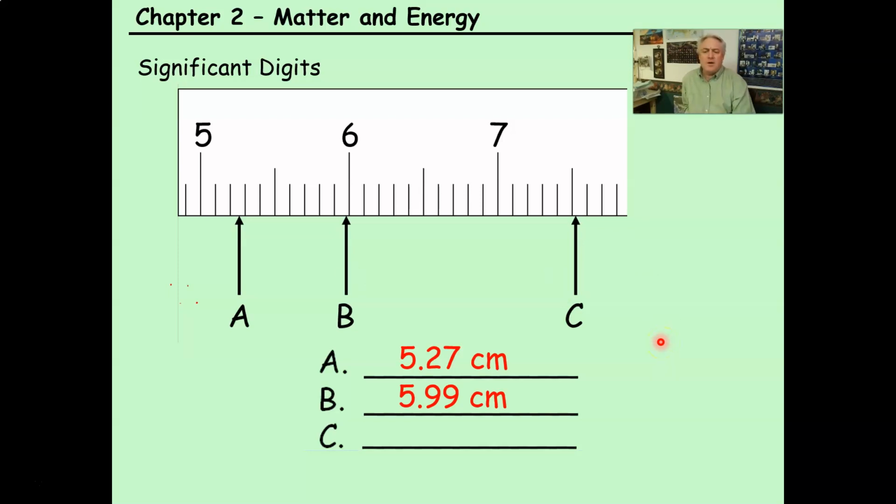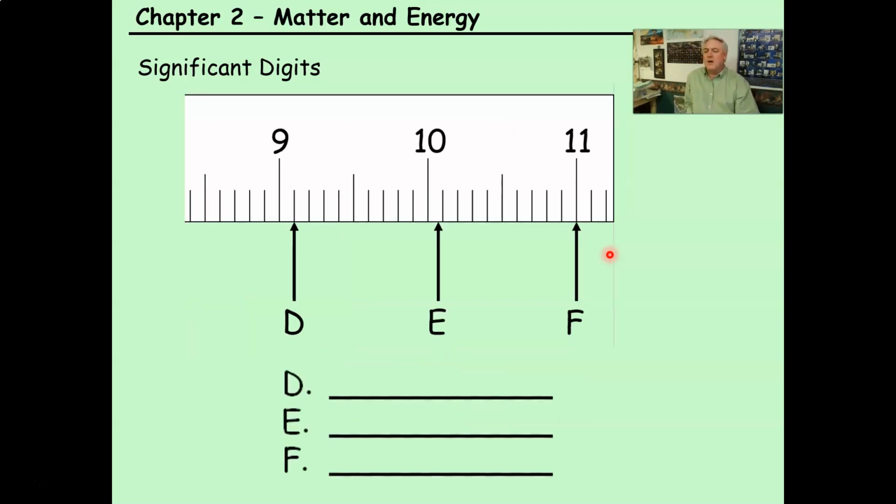All right, look at arrow C, 7.52 or 7.53. So that last digit, again, an estimate. And different people might come up with something a little bit different in that column, but for sure everybody should say 7.5 something. All right, let's look at a couple more.